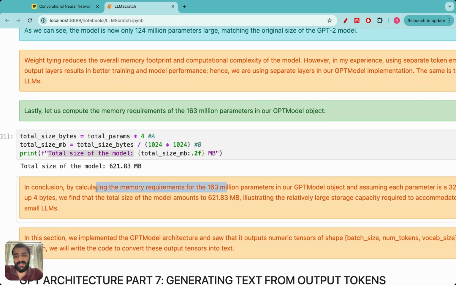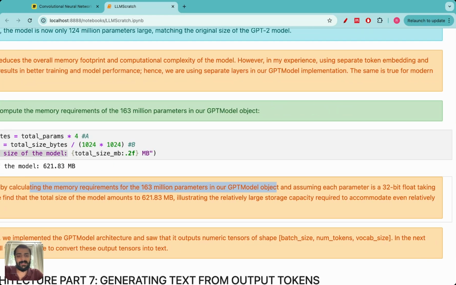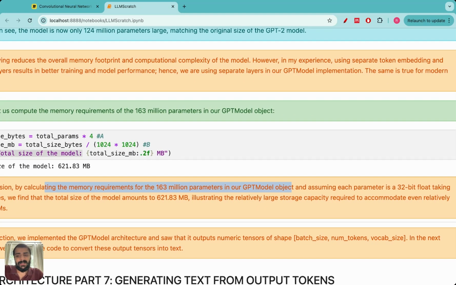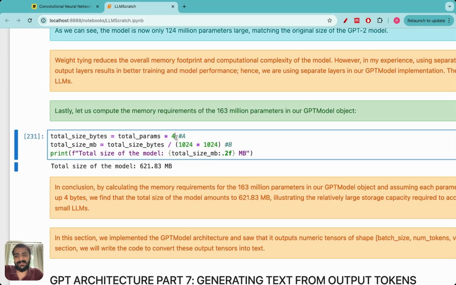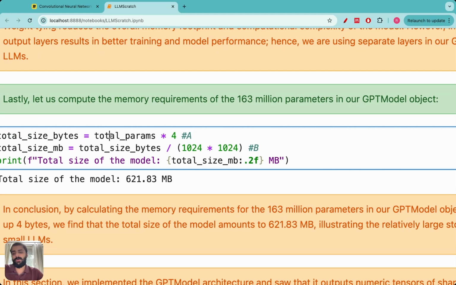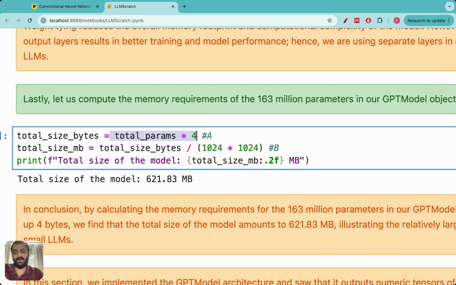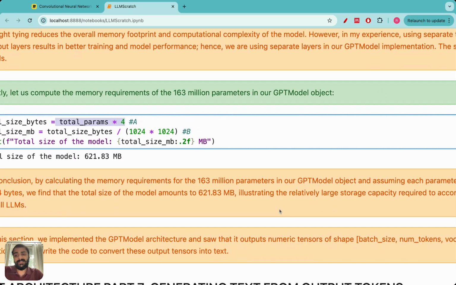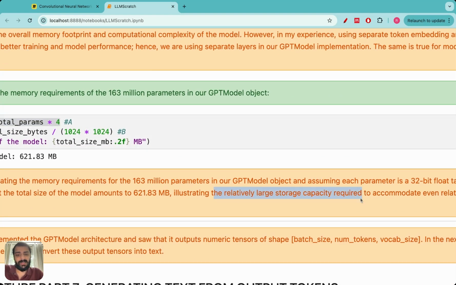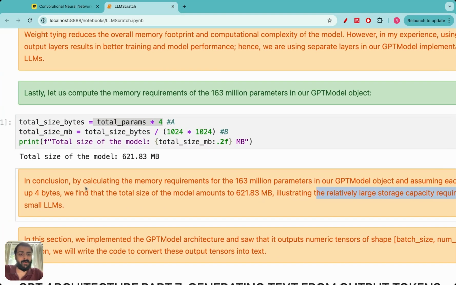So in conclusion, we calculated the memory requirements for the 163 million parameters in our GPT-2 model, assuming that each parameter is a 32-bit float taking up 4 bytes. That's why we multiplied by 4 over here. We multiplied the total number of parameters by 4 to get the total size. That's 620 MB, which illustrates the relatively large storage capacity required to accommodate even relatively small LLMs.